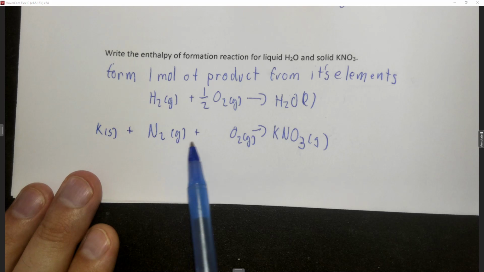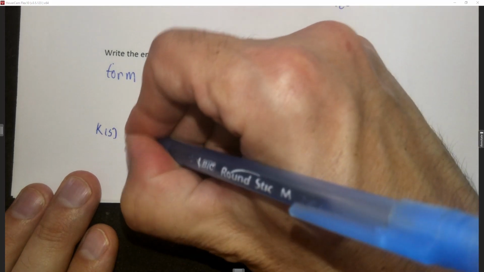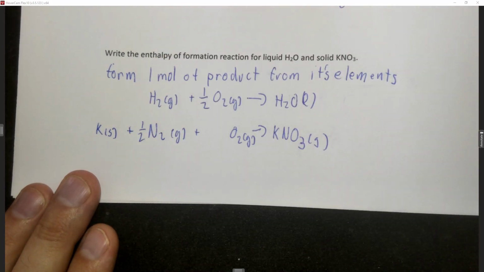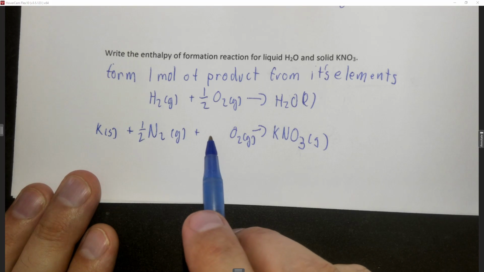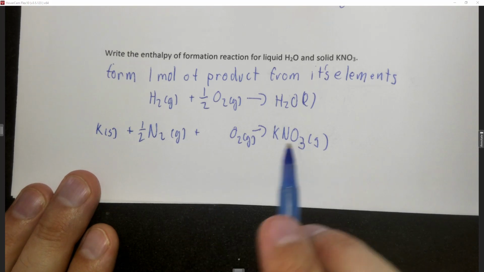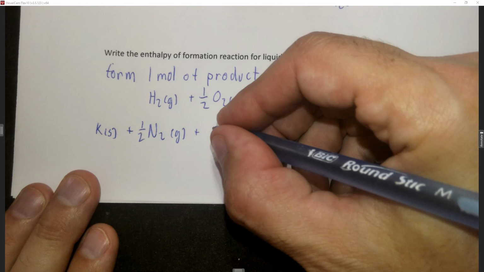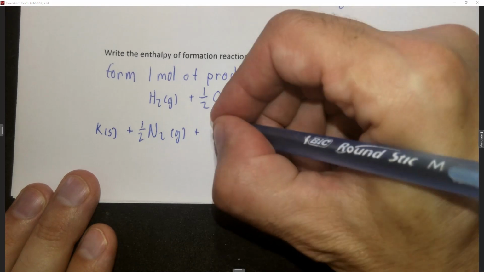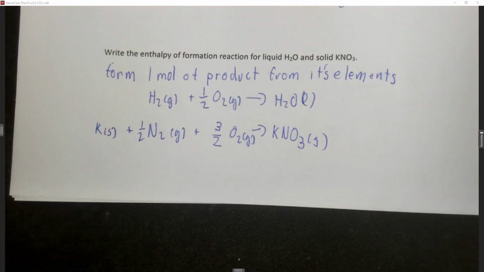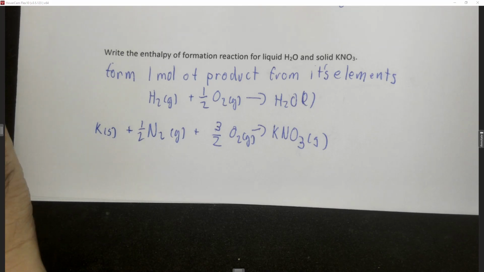We don't need N2, we only need one N, so just like in the previous example, we put 1/2 there. Then for oxygen, we need 3 and we have 2. Again, we don't usually use decimals, so we don't put 1.5. We put 3/2, which is the same thing, for oxygen. So this is how we do enthalpy of formation reactions.